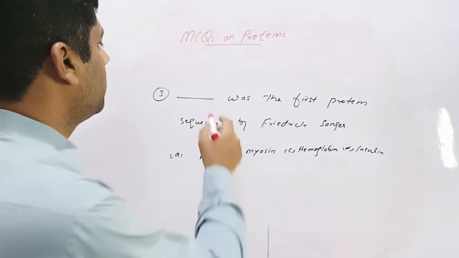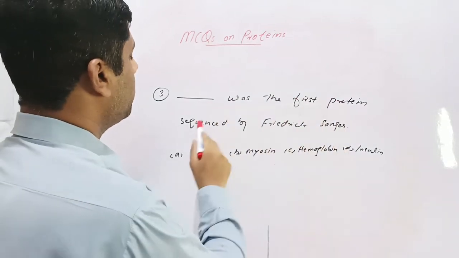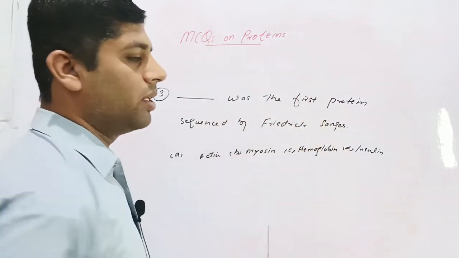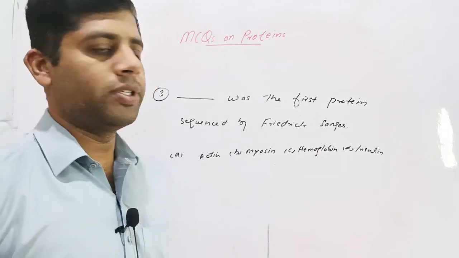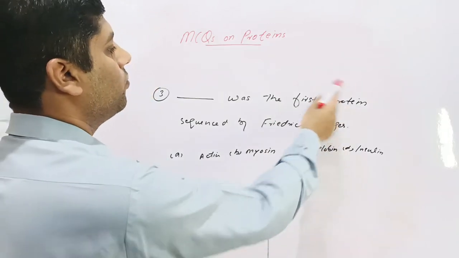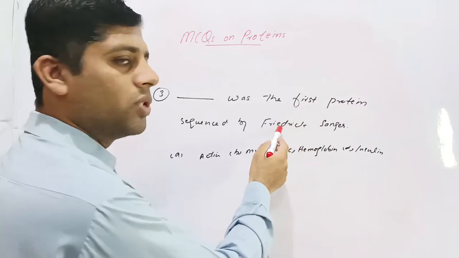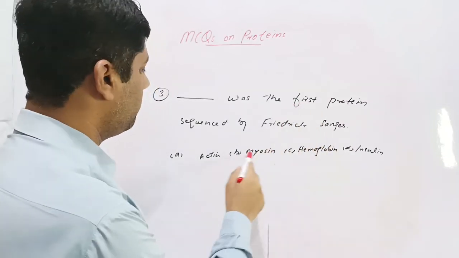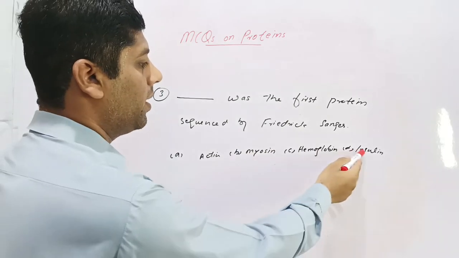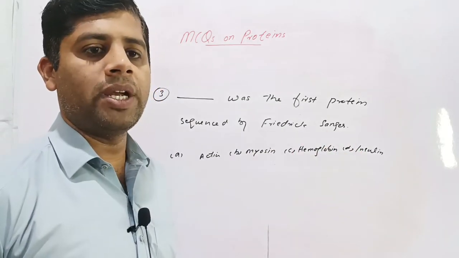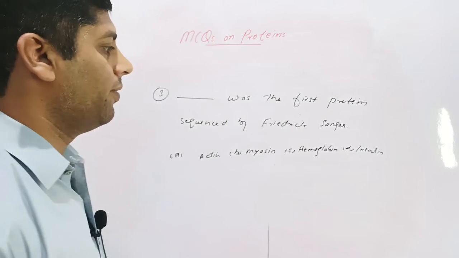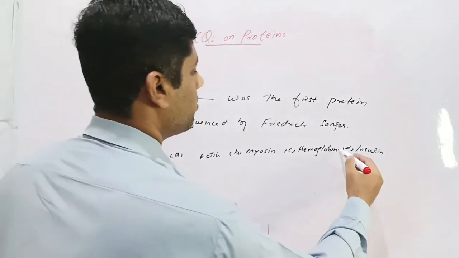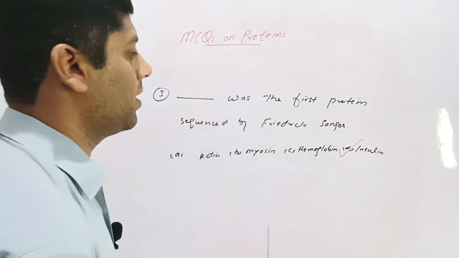Next question: dash was the first protein sequenced by Frederick Sanger. This question has two pieces of information: the first protein which was sequenced and the scientist who sequenced it, Frederick Sanger. Given options are actin, myosin, hemoglobin and insulin. It is a fact-based and historical question, and we should remember that insulin was the first protein sequenced by Frederick Sanger.